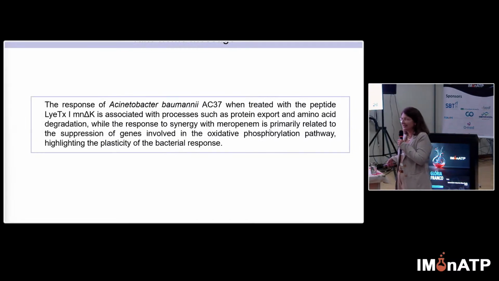And then we are trying to do this using proteome as well, to compare proteome and transcriptome. And this is the master project of my student.